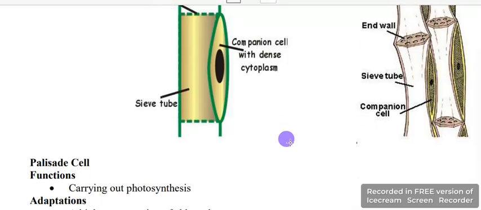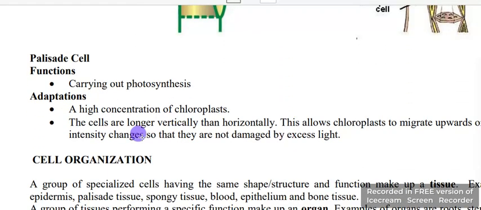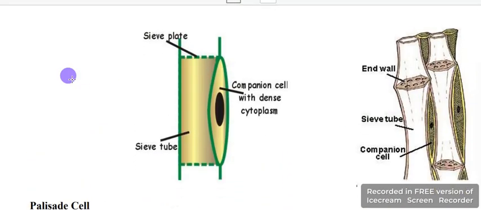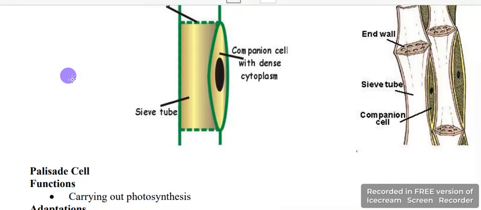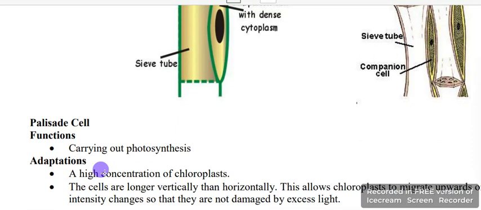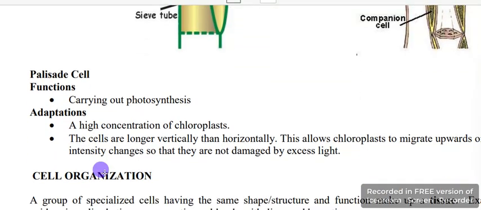So we move to the next point, where we have the cell known as the palisade cell. The palisade cell is carrying out photosynthesis. Its function is to carry out photosynthesis. Its adaptations: it has a higher concentration of cytoplasm.